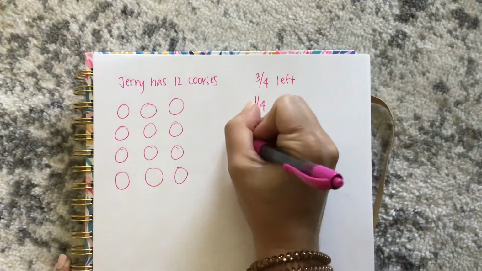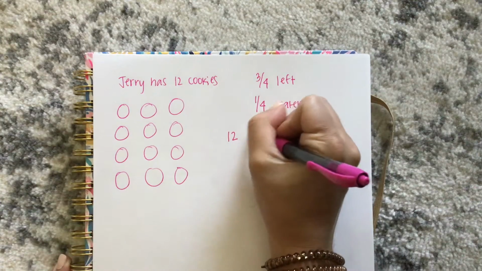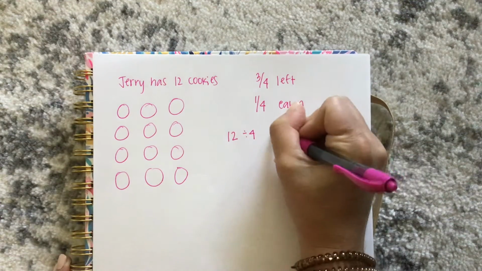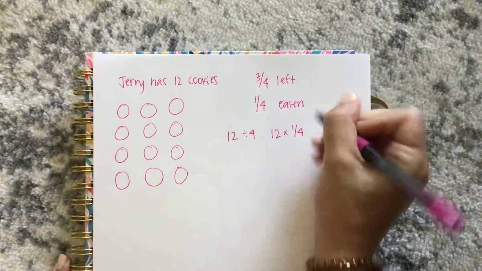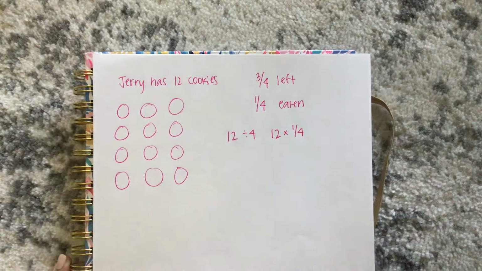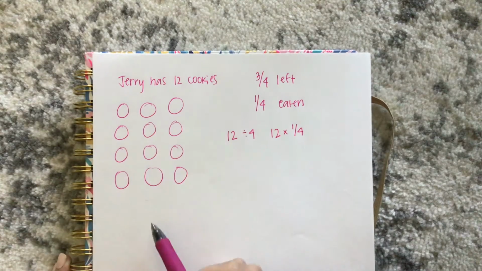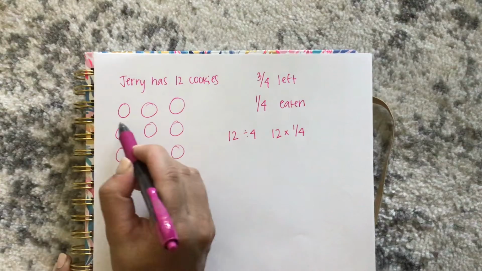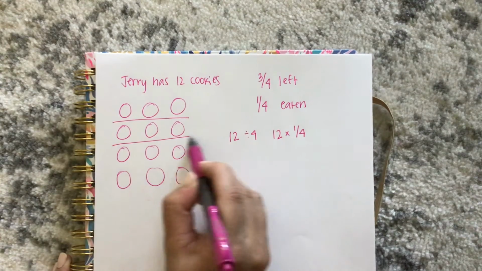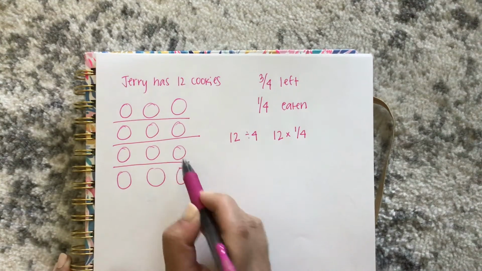Finding 1/4 of 12 is the same as 12 multiplied by 1/4, which is the same as 12 divided by 4. So I'm going to take my set of 12 cookies and divide it into 4 equal sections. 1, 2, 3, 4.